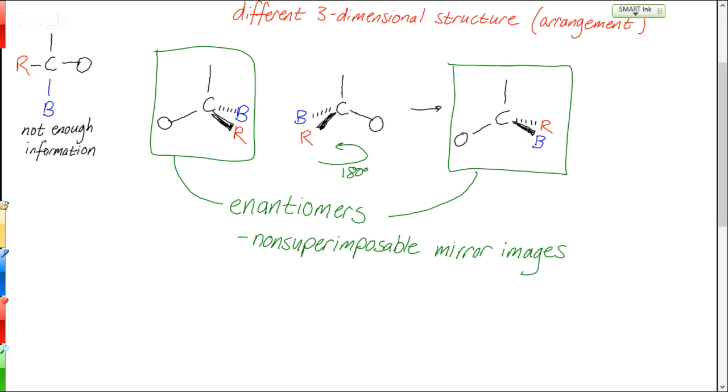One's always going to end up being opposite. Some part's going to be opposite of the other part. So that makes those non-superimposable mirror images. And when that happens with molecules, we call them enantiomers. So enantiomers are a type of stereoisomer where they are exact mirror images.